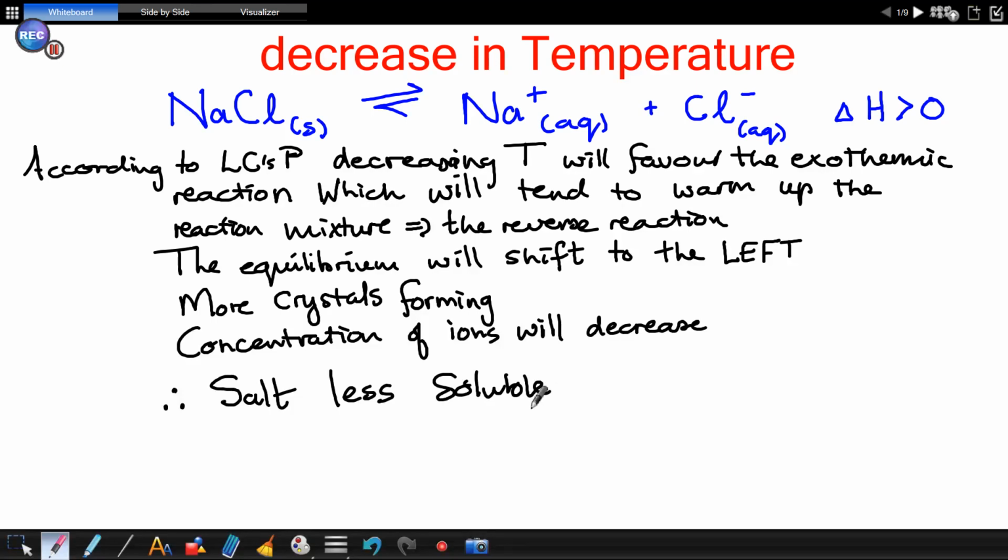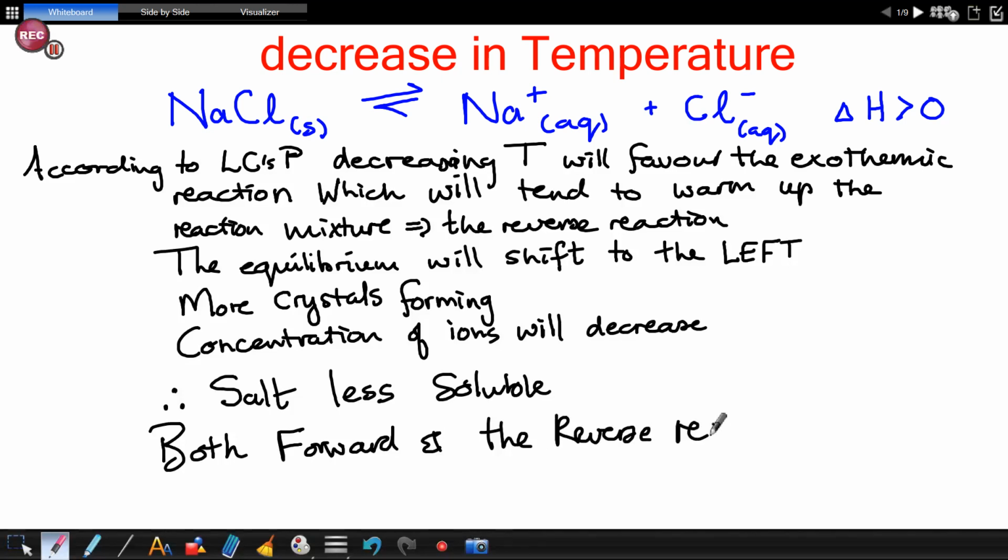It doesn't speed up the reaction. It slows down the reaction. Both the forward and the reverse reactions will slow down. Now we need to ask, who will slow down most?